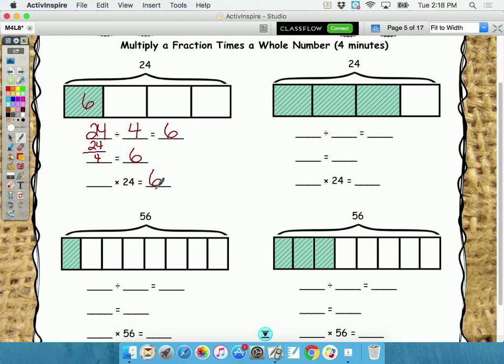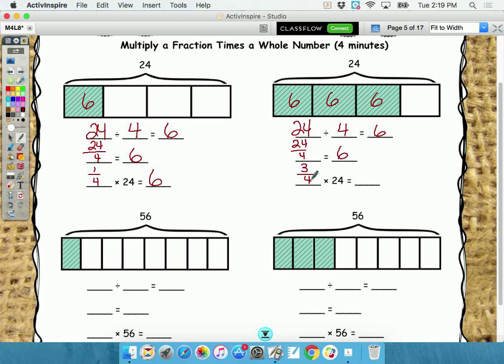Now look at this. Eyes up here for just a minute. Do I have a denominator? What is it? My denominator will not change. I just count my number of shaded. Okay, this one's different. 24 divided by 4 equals 6. 24 fourths equals 6. And this is where it changes. How many fourths do I have this time? 3. So 3 fourths equals 18.